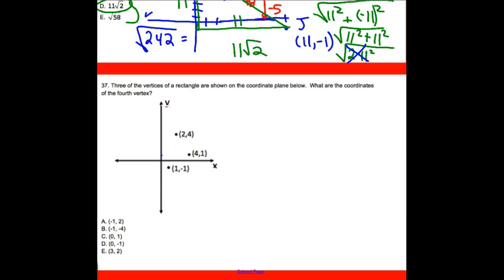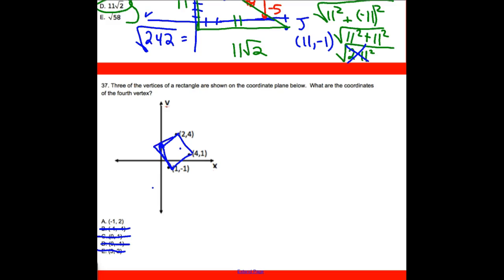0, 1 would be right about here. That's not going to make a rectangle. Opposite sides have to be congruent and parallel. 0, -1, obviously out. 3, 2 is going to be like in here somewhere, obviously out. -1, -4 is down here somewhere, obviously out. -1, 2 is really the only one that even looks like it could be the answer.